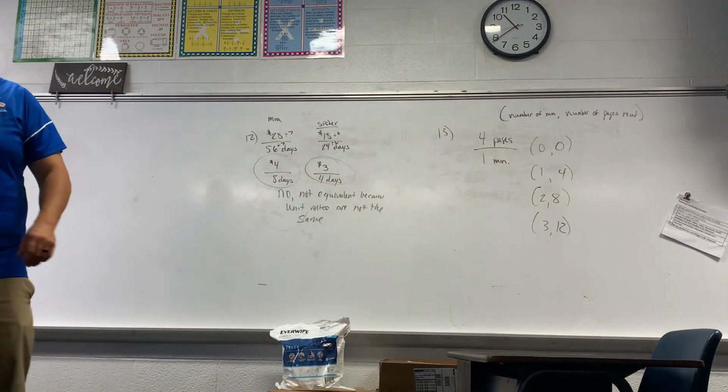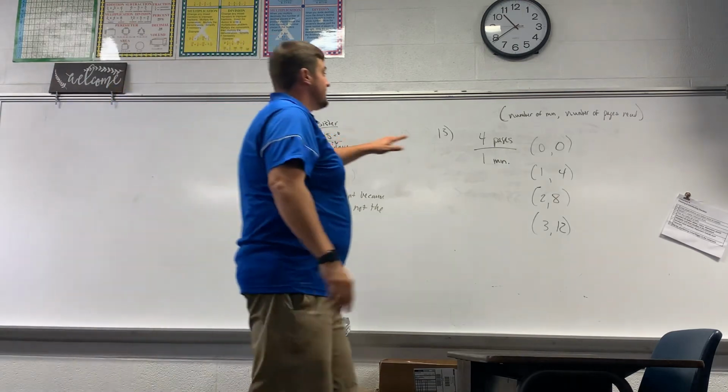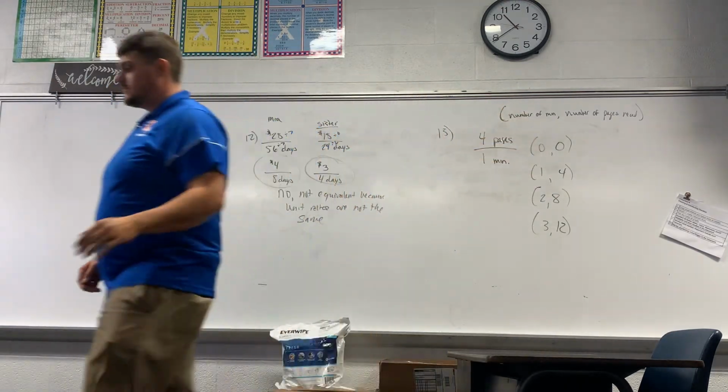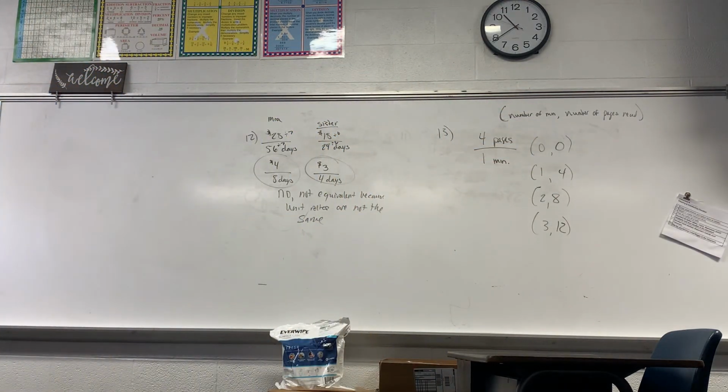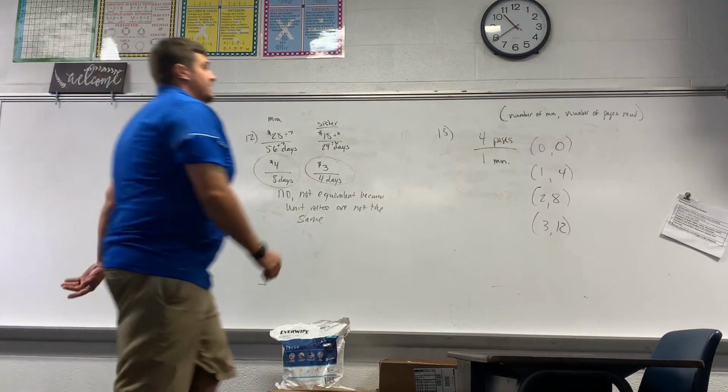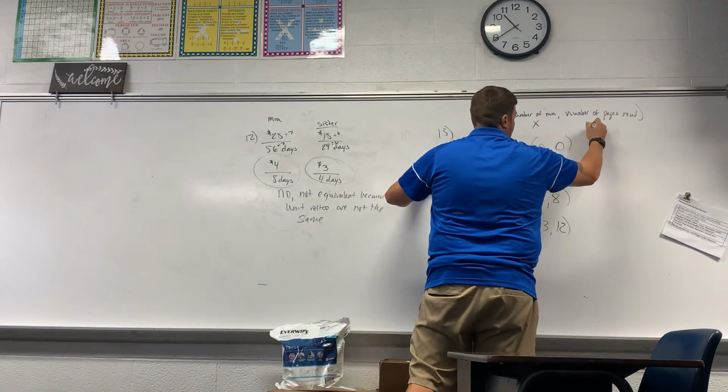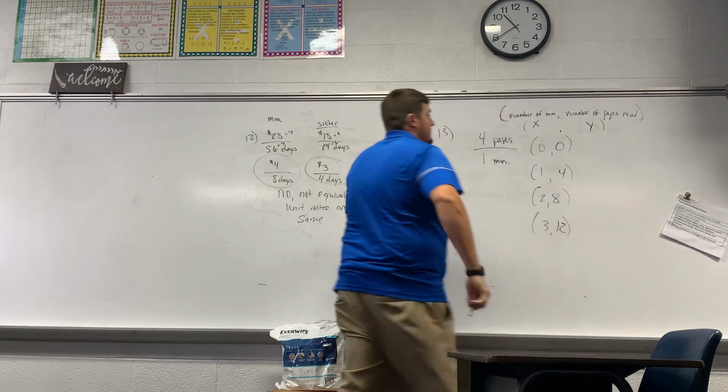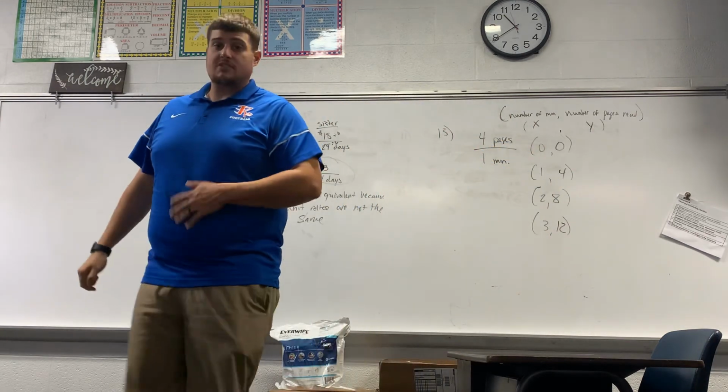Remember, X always comes first. Parentheses, X, comma, Y. That is your order. That's how ordered pairs are always written.